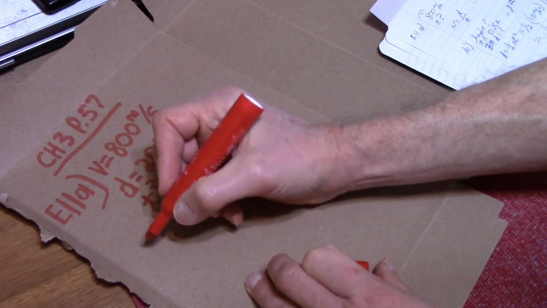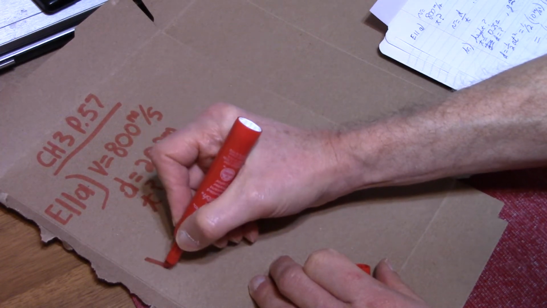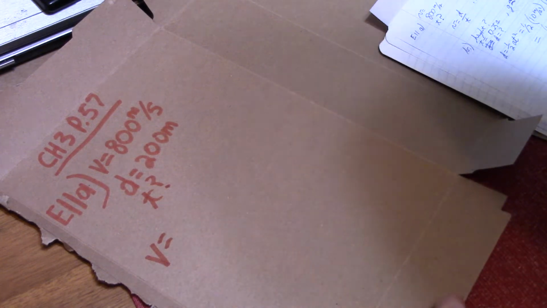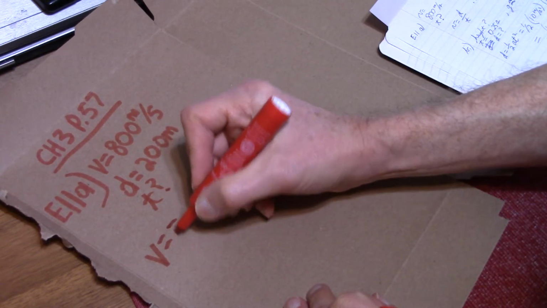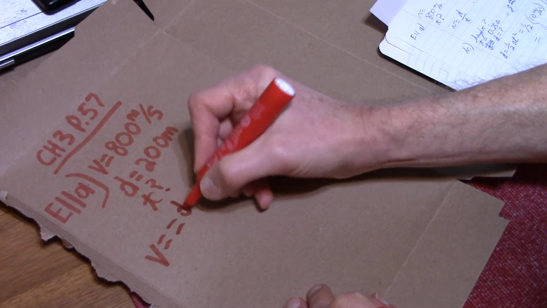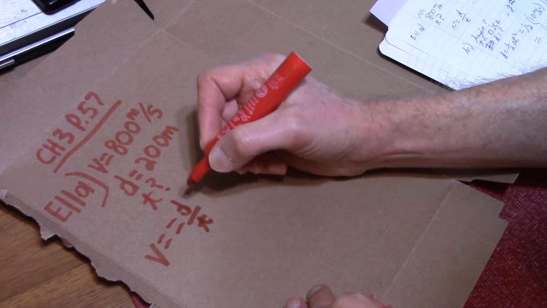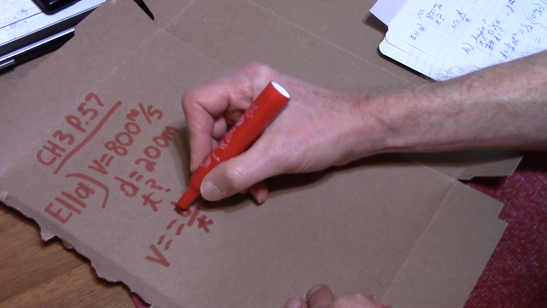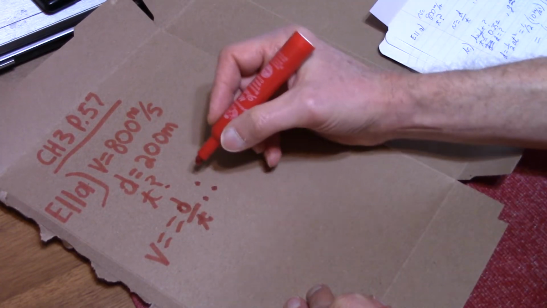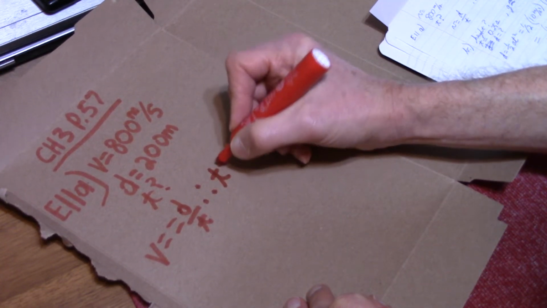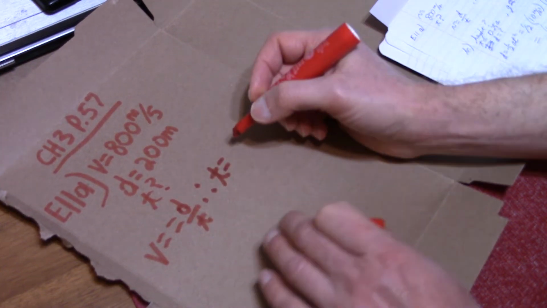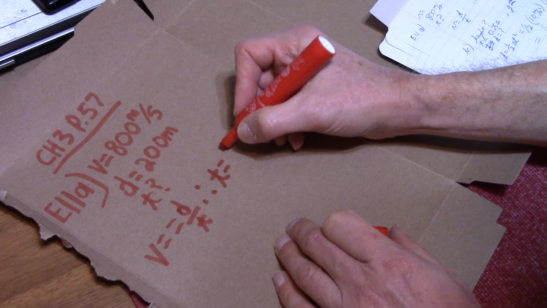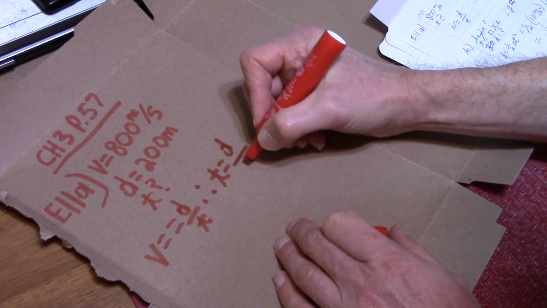Well, we know from our last chapter that velocity is equal to distance over time. So therefore, these three dots mean therefore. If we solve for T, using algebra, time is equal to distance divided by velocity.